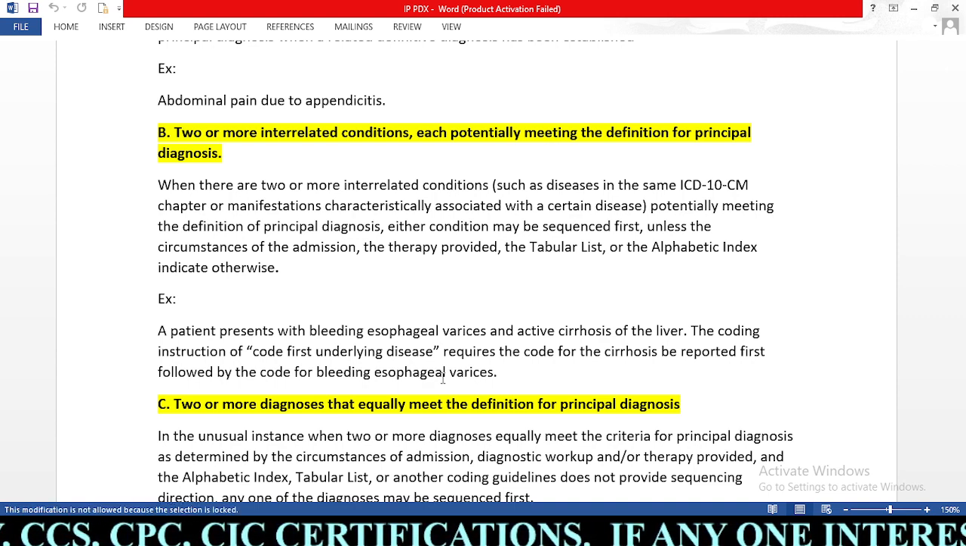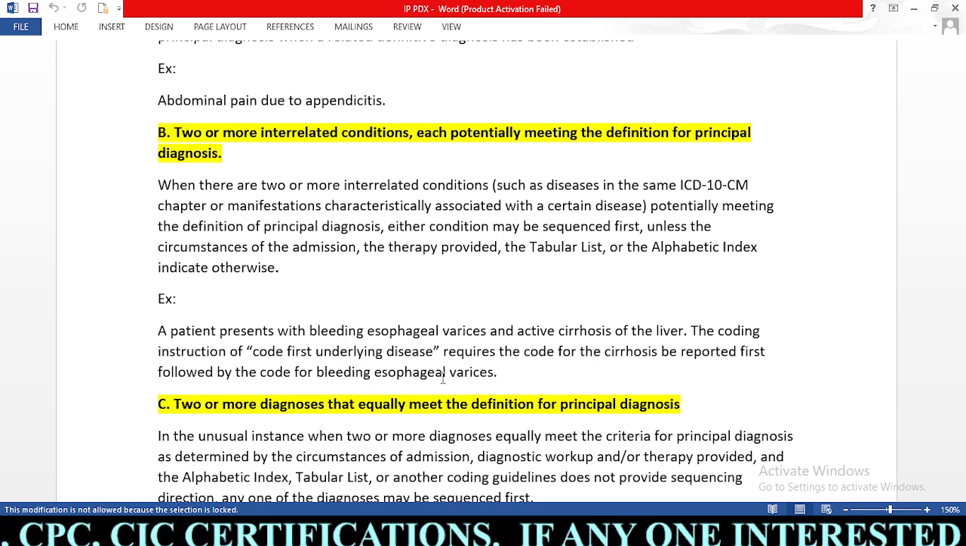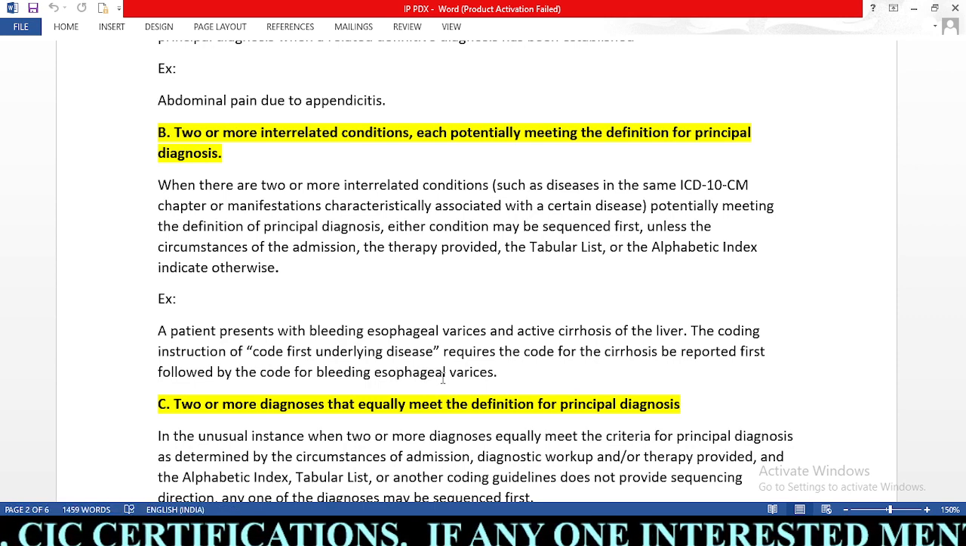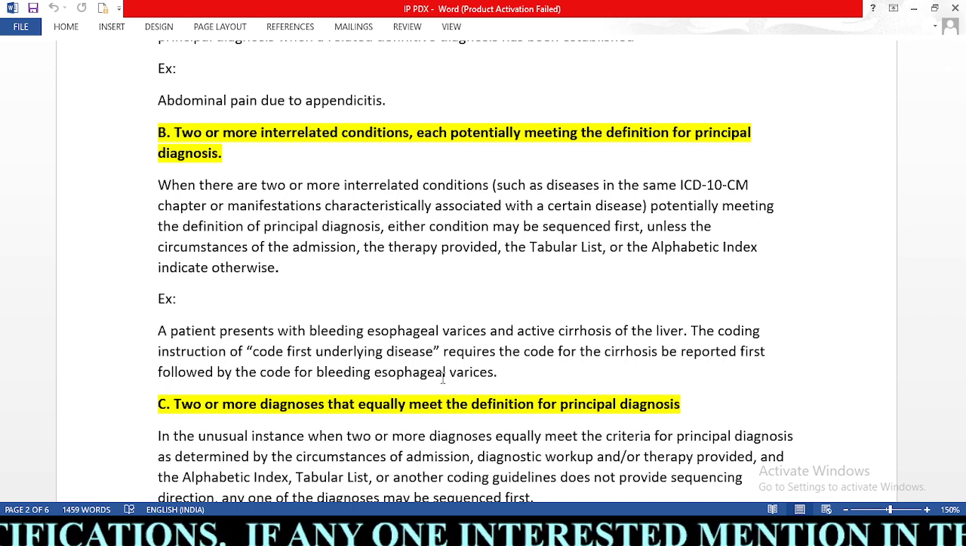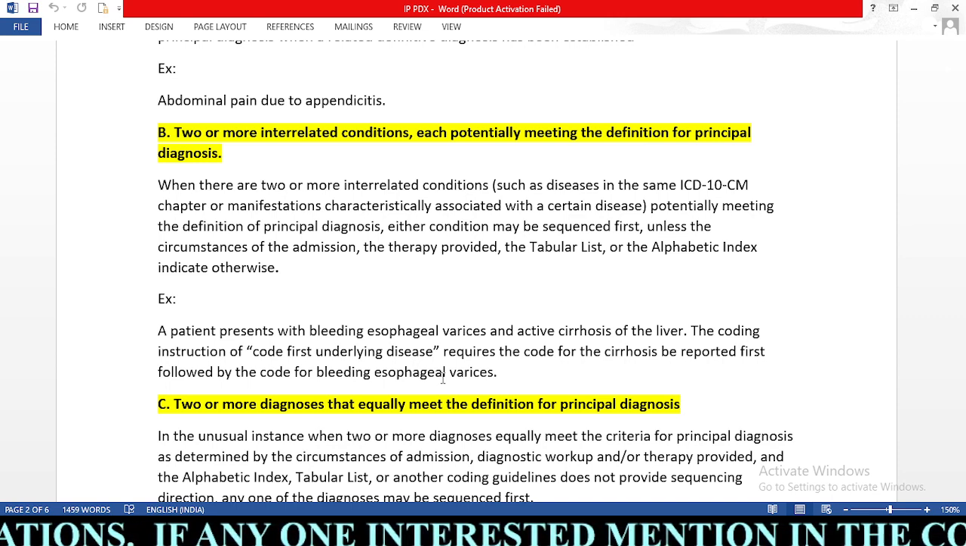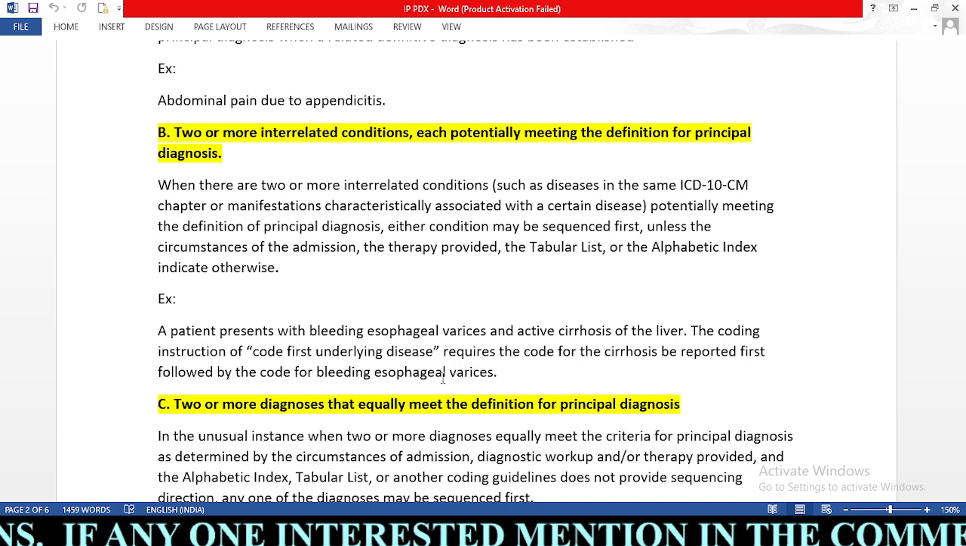Basically here the tip is, as a coder, we need to sequence first when either code can be reported, the code which is having the highest payment from a payer.